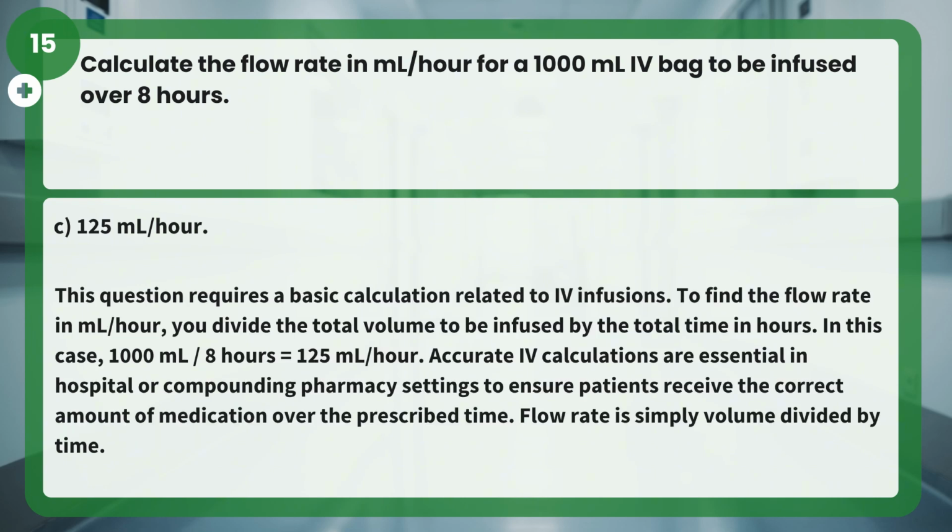Answer: C. 125 milliliters per hour. This question requires a basic calculation related to IV infusions. To find the flow rate in mL/hour, you divide the total volume to be infused by the total time in hours. In this case, 1000 milliliters divided by 8 hours equals 125 milliliters per hour. Accurate IV calculations are essential in hospital or compounding pharmacy settings to ensure patients receive the correct amount of medication over the prescribed time. Flow rate is simply volume divided by time.